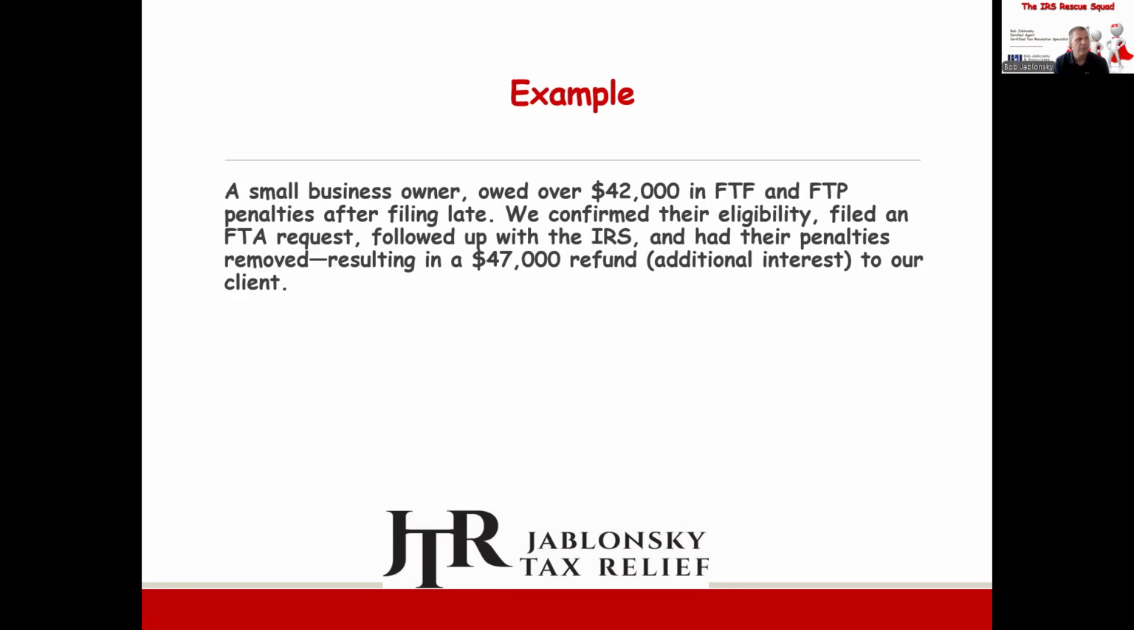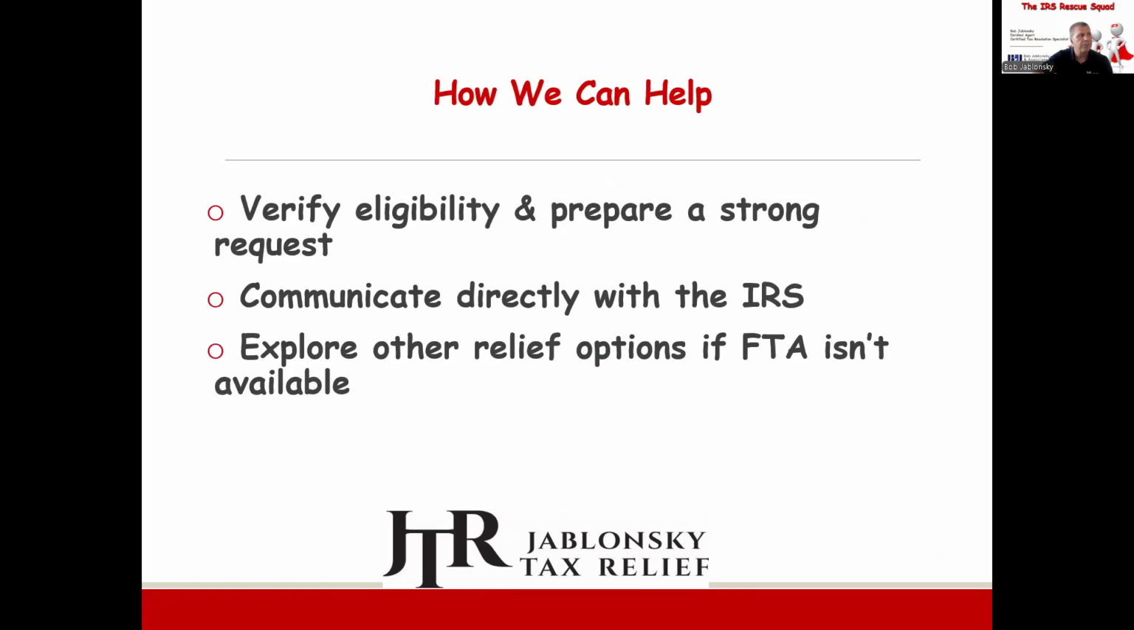So this is an example of someone we actually worked with. He was a small business owner. They owed over $42,000 in failure to file and failure to pay penalties after the filing date. We confirmed their eligibility, we filed an FTA request, and we followed up with the IRS. And we were able to have their penalties removed, and it resulted in a $47,000 refund. The penalties themselves, plus the interest related to those penalties, went to the client. A check was cut to them, so it can occur. We do it all the time.